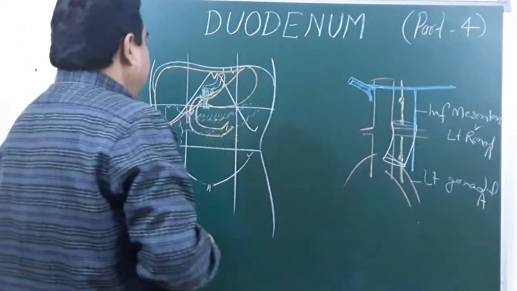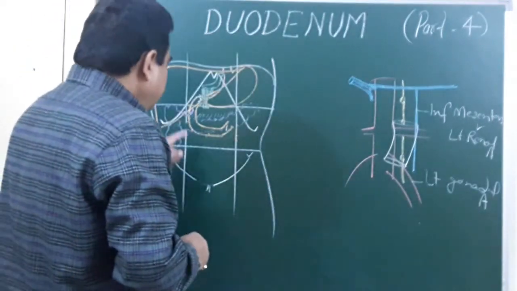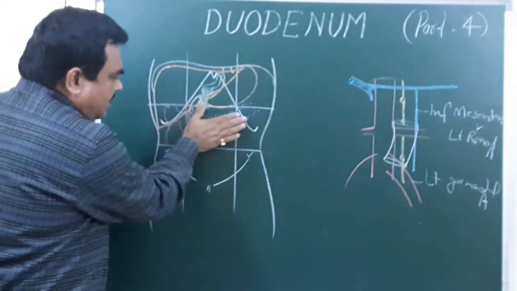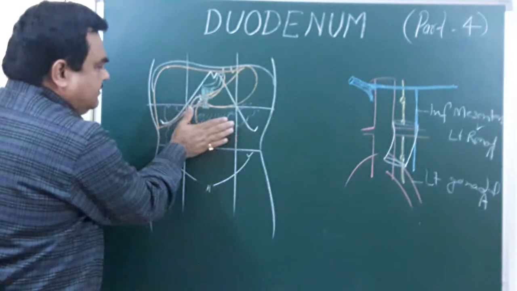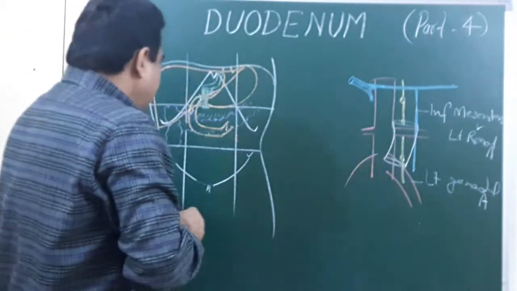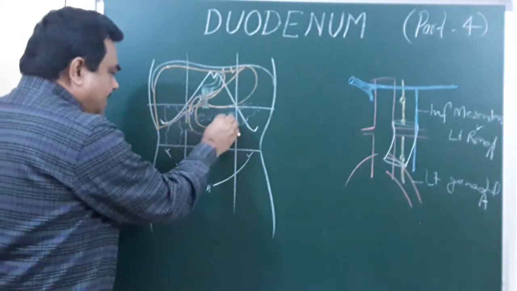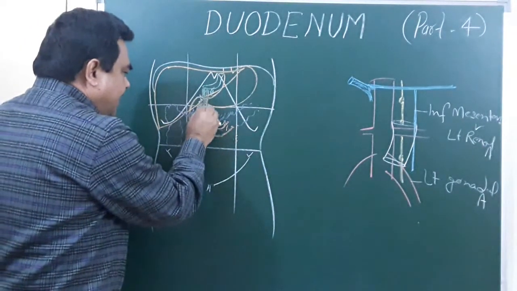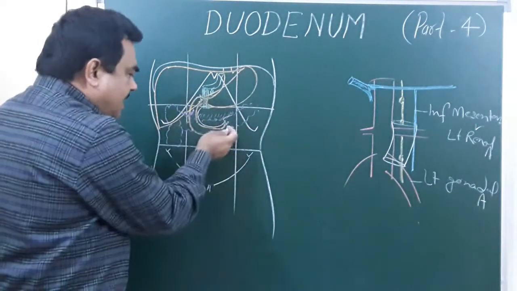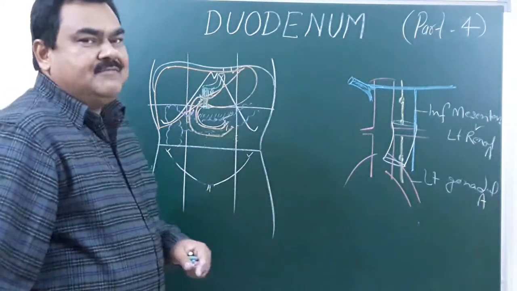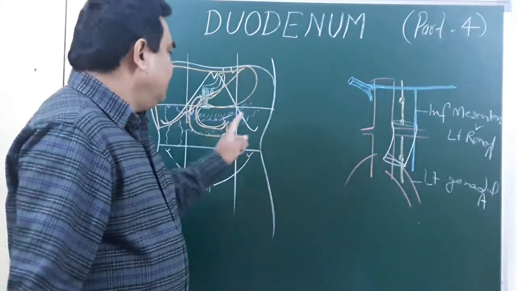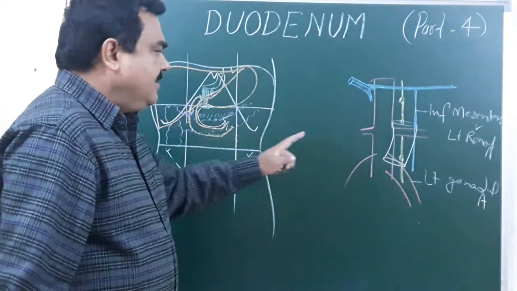And one important thing, anteriorly it is related with the transverse colon, here you can see. This is the transverse colon, it is related anteriorly. And the structure lies superiorly. Here is the position of the pancreas. So the pancreas lies superiorly, and inferiorly there are coils of intestines present here. So these are the relations of the fourth part of the duodenum.